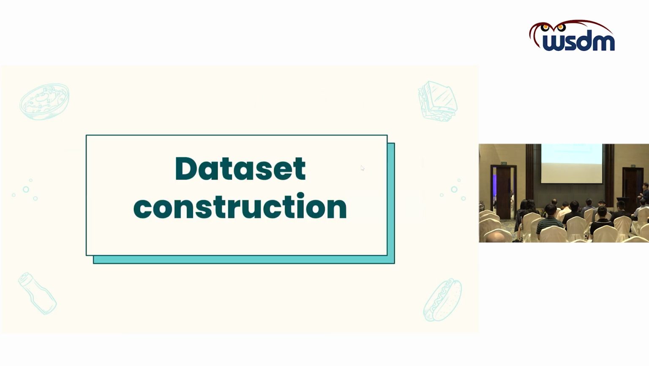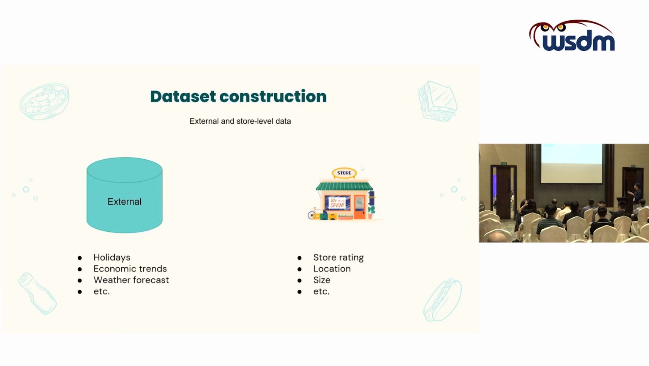So moving on to dataset construction, we propose two main categories. One is external data and one is store level data. For external data, it is there to capture consumer behavior for external events that may affect the way they consume. For example, during a recession, they might not want to spend as much in high-end restaurants.